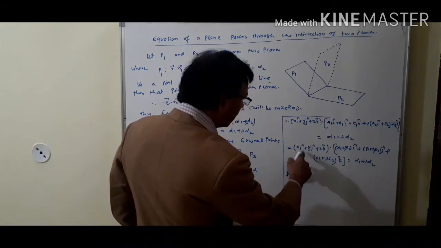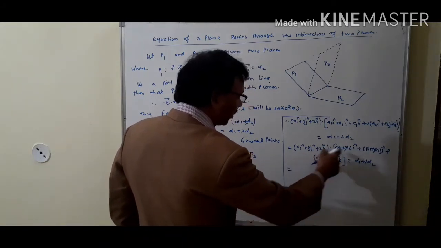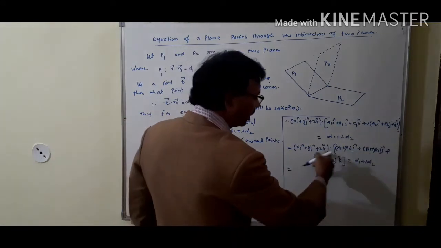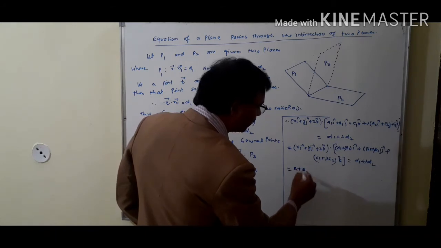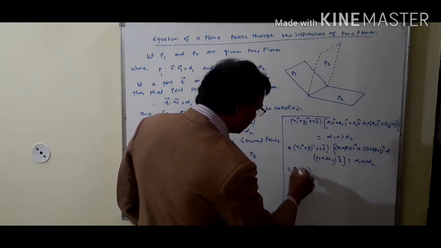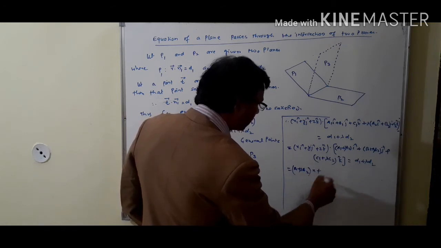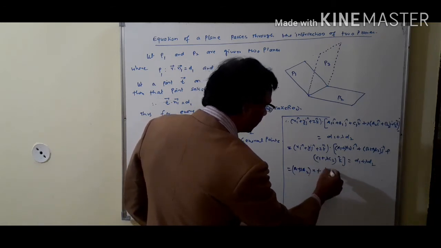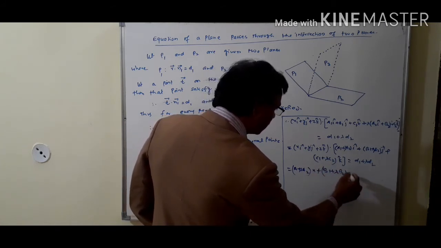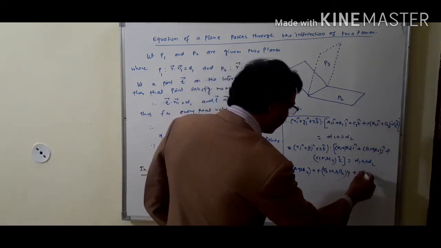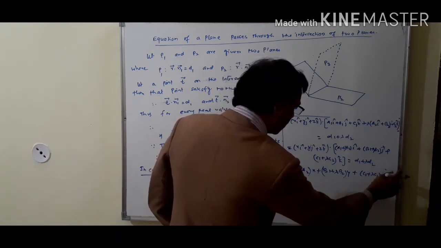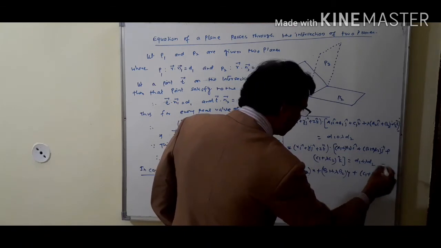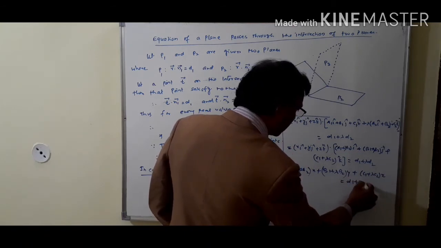Now if we apply the dot product of the two vectors, this will be (a1 plus lambda a2) x plus (b1 plus lambda b2) y plus (c1 plus lambda c2) z equal to d1 plus lambda d2.